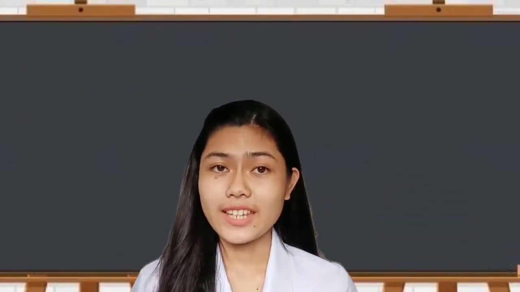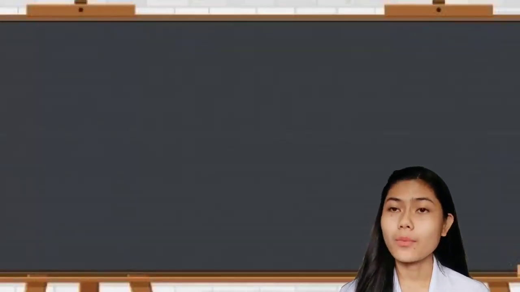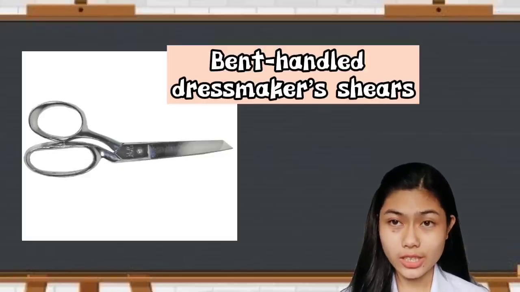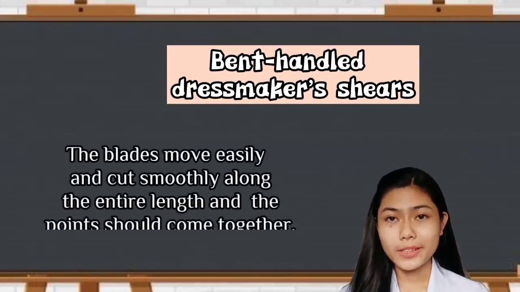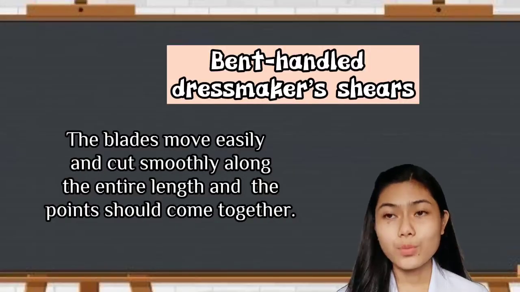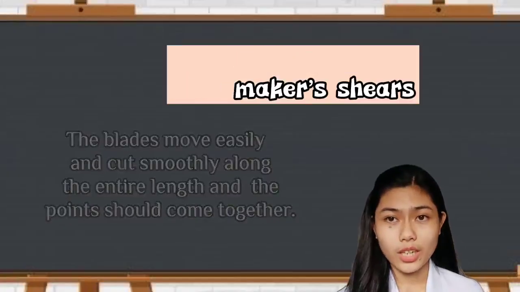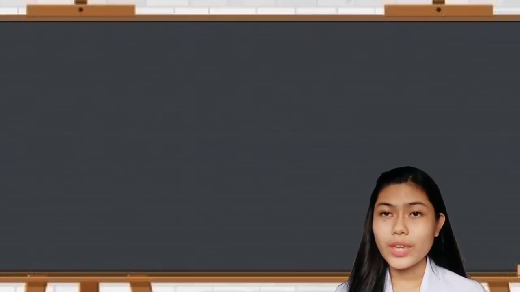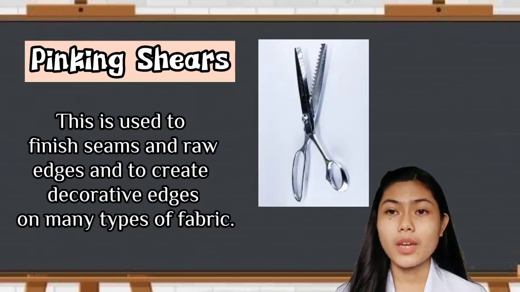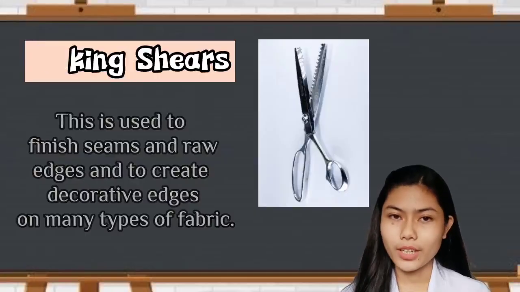Next, we have the cutting tools. We have also 5 types of cutting tools. First, we have the bent-handled dressmaker shears. The blades are used to move easily and cut smoothly along the entire length, and the points should come together. Next, we have the pinking shears. This is used to finish seams and raw edges to create decorative edges on many types of fabric.